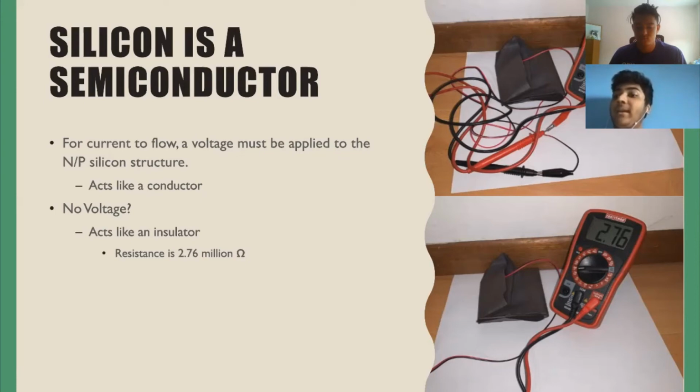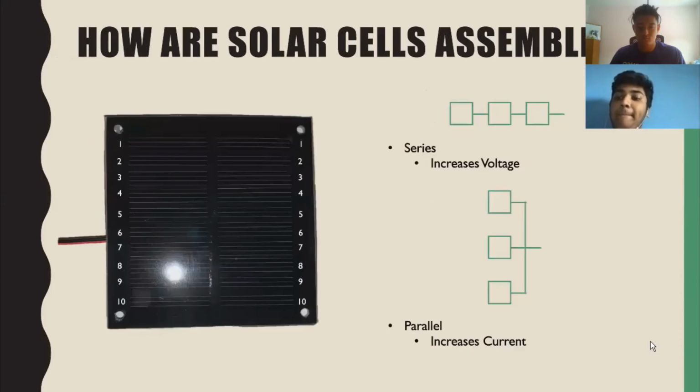So we read a resistance of 2.76 million ohms. That is very, very high. That means this is acting like an insulator. We also did this again outside, where we did have a voltage, and the resistance was very, very small. That means it was acting like a conductor. So we know this solar panel is made out of a semiconductor. Can go to the next slide.